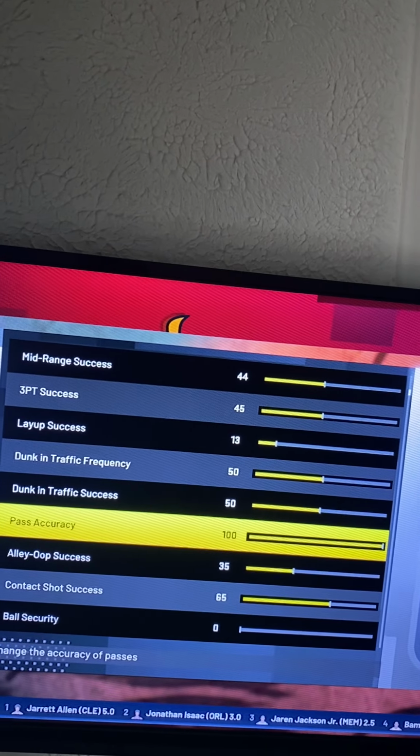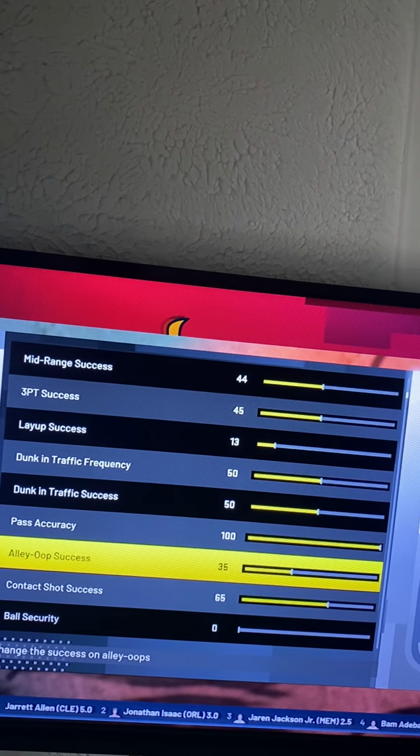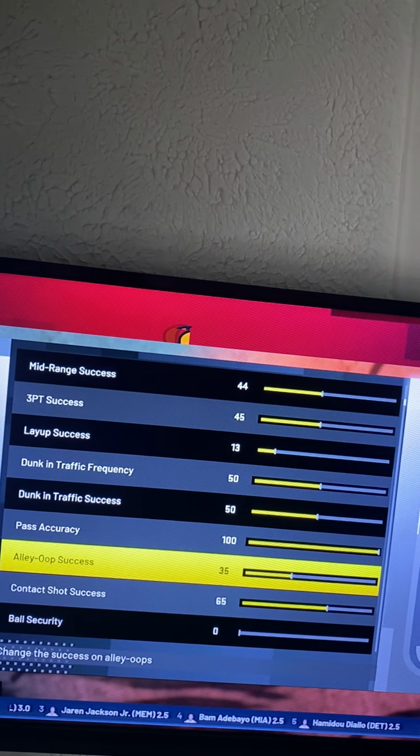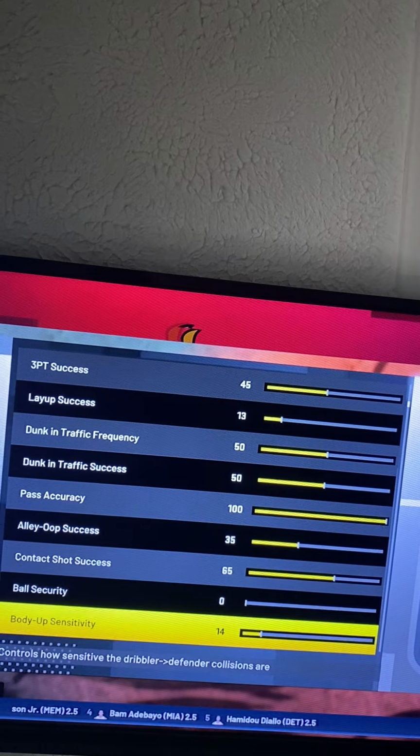I can go on and on about this. This game is flawed. It's heavily scripted. It's bull crap.